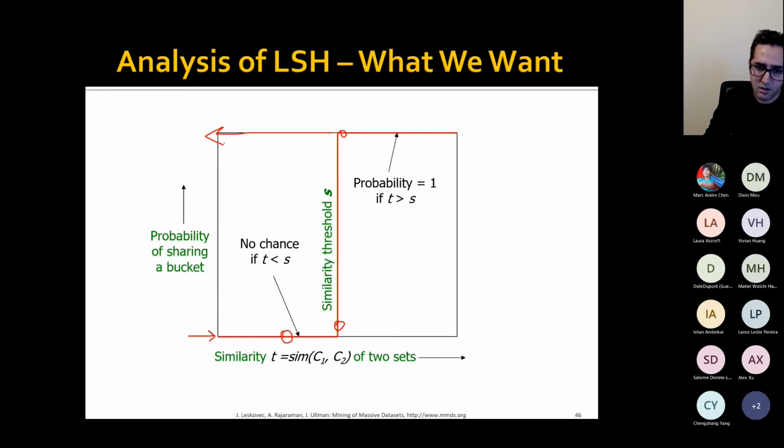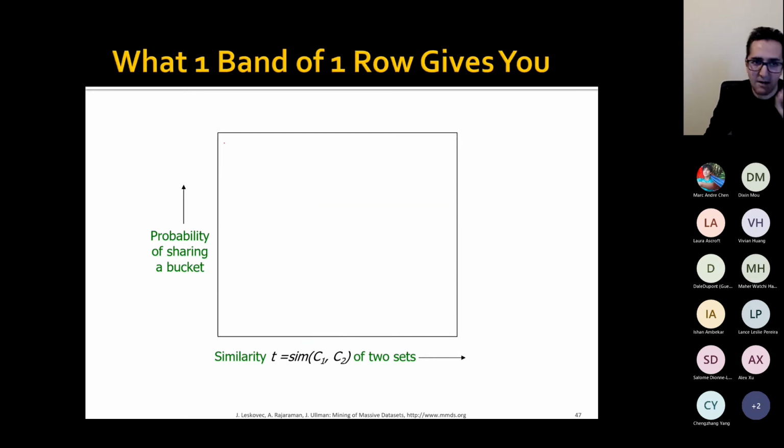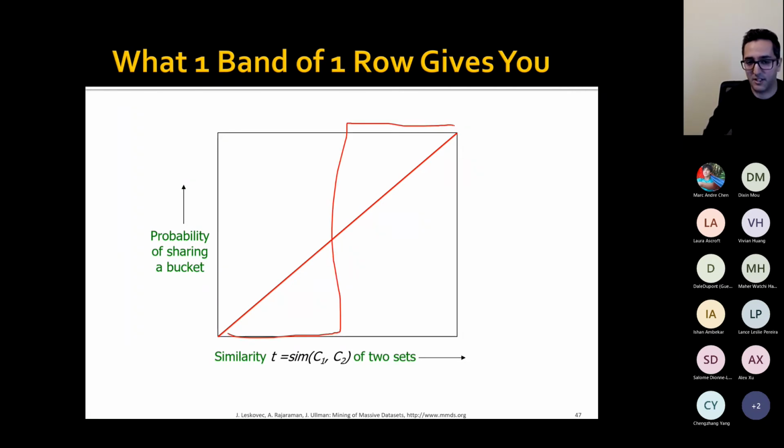So if we only have one band, one row, okay? So if you have one permutation, basically, how does this line look like? It looks like this, right? Because we know that if you only have one row, so we have only one pair of numbers, right? The probability of these two numbers being the same or sharing the same bucket is the same as their Jaccard similarity. This is the original theorem that we talked about early on, right? So it will be a flat line. They are the same, right? Very bad, very different from this line that we want to achieve, right?